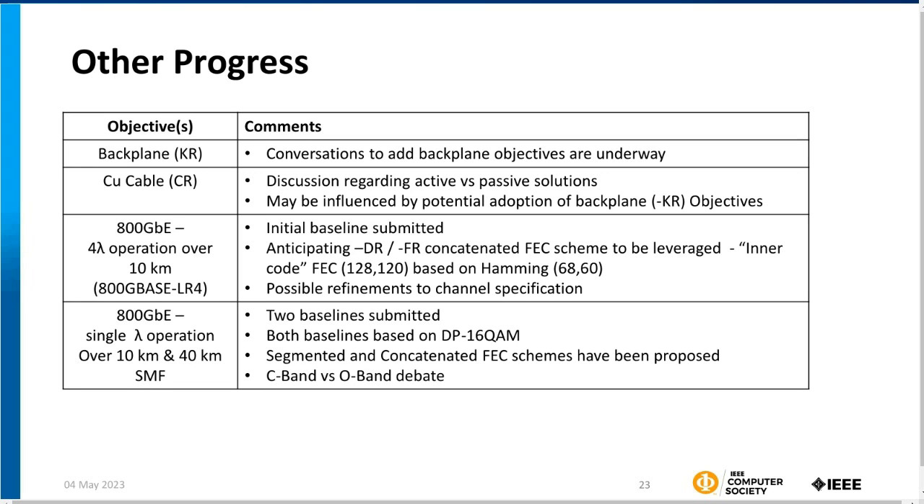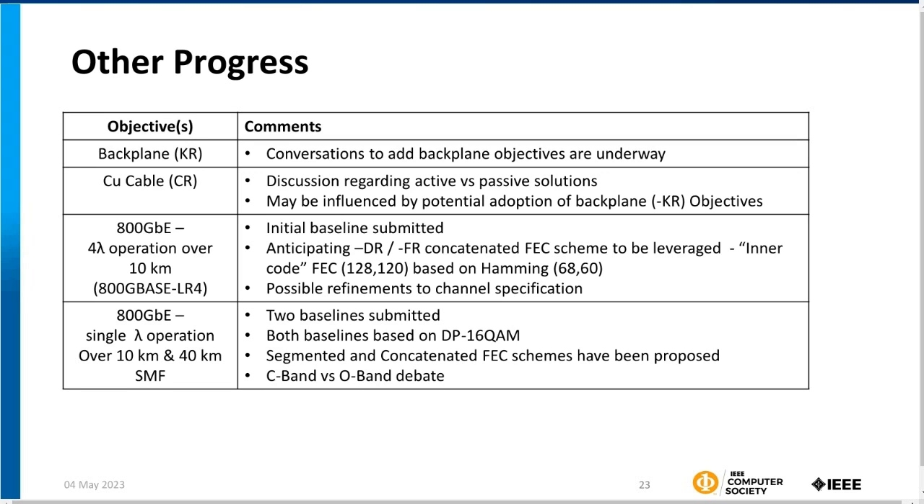Okay, then for the 800 gig 4 lambda operation, this is referred to as 800G-BASE-LR4. We do have an initial baseline that has been submitted. There is anticipation that the concatenated FEC scheme I talked about, which was used for DR and FR optics, will also be leveraged for the LR optics. They're also looking at refining the channel specification, not changing the fiber specifications, but changing the channel specification based on those fiber specifications. So some interesting work there.